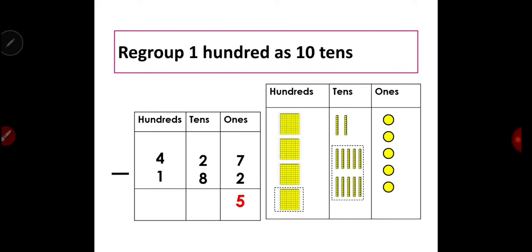Step number 2. Regroup 100 as 10 tens. Why does the regrouping box in the tens column show 12 tens? What is your answer? The answer is 100 from 427 was regrouped as 10 tens and added to the 2 tens.